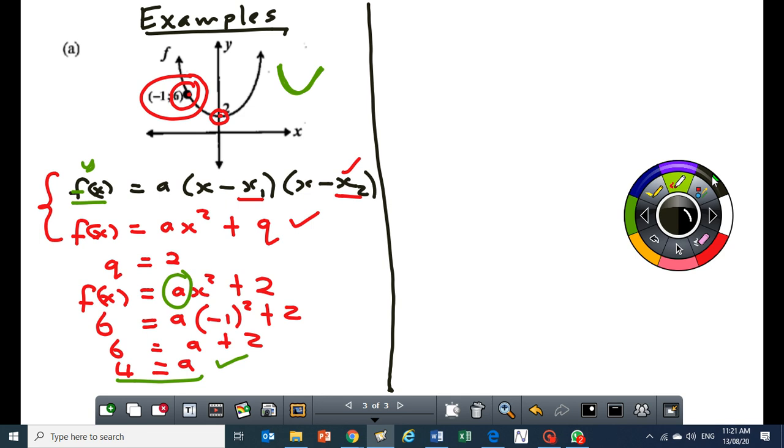So I can write, now I know that my a is 4. It means that my equation will be f of x is equal to 4x squared plus 2. That's my equation. f of x would equal 4x squared plus 2. If you want, you can even write it as y equal to 4x squared plus 2. It's the same thing. Okay?